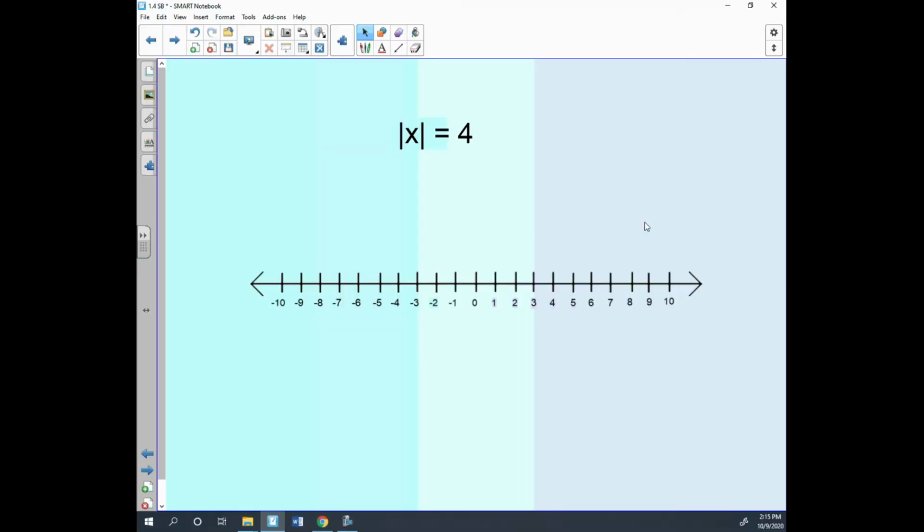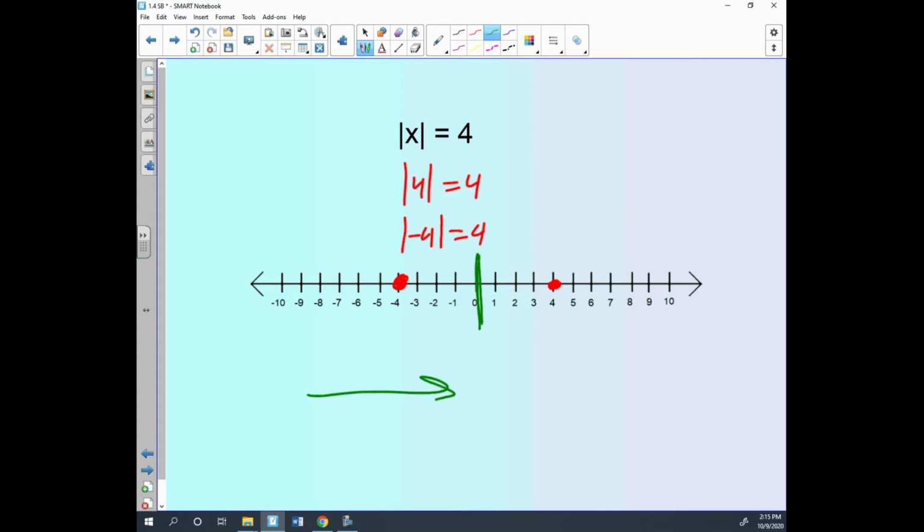Okay, so for example, if you had absolute value of x equals 4, well, there are two answers. 4 is 4 units away from 0, right? But also, negative 4 is 4 units away from 0. You see how those are both the same number of steps? Because I can walk forwards or I could walk backwards, but I'm always walking a positive distance. Okay? So that's the moral of the story.